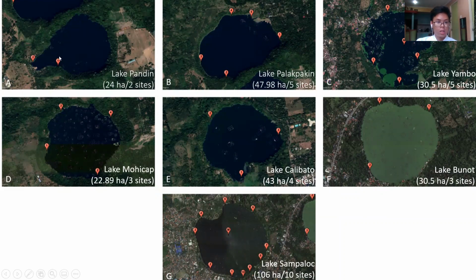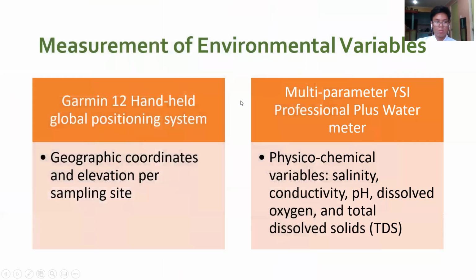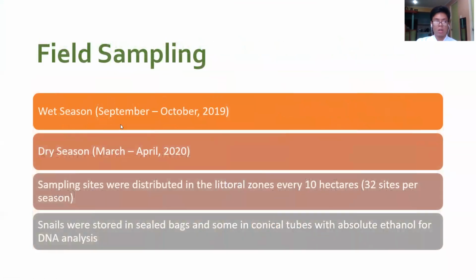We divided each lake by 10 hectares to establish the sampling sites in the littoral zone, specifically for the collection of the snails and measurement of the environmental variables. For the measurement of the environmental variables, a Garmin 12 handheld global positioning system was used for the geographic coordinates, and the multi-parameter YSI Professional Plus water meter was used for the measurement of these physical-chemical variables.